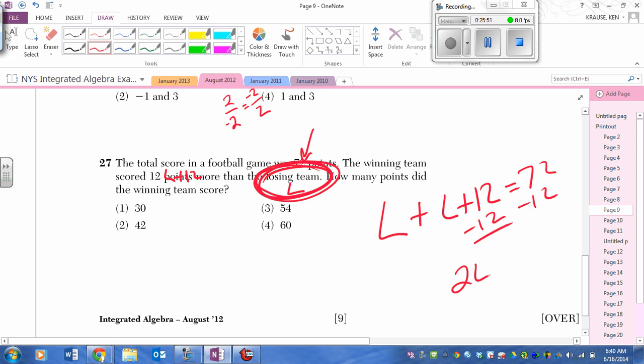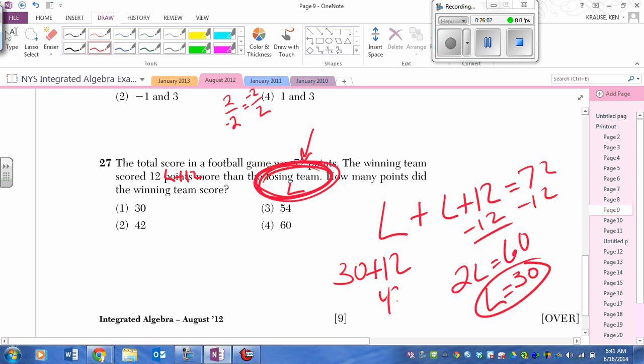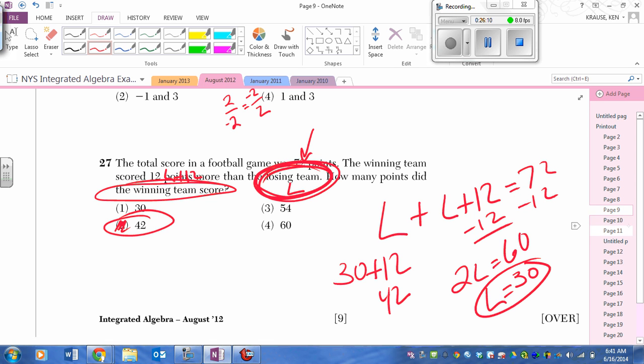So I bring the 12 over. I get 2 losers equals 60, or the losers got 30. Well, if the losers got 30, then the winners got 30 plus 12, or 42. I don't know what they're asking for. How many points did the winners get? We only care about winners. 42. Next.